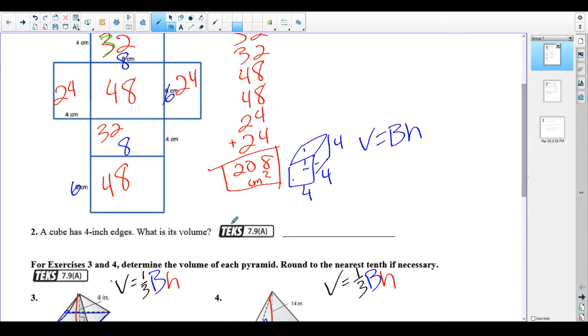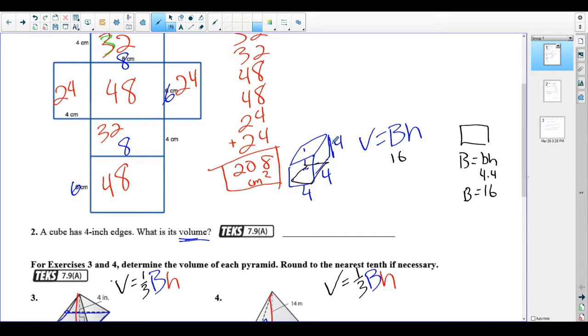Second question. A cube has 4-inch edges. What is its volume? So anytime you get a volume question, which is going to be the first half, you write down your formula. So volume of a prism will always be area of the base times height. And then down here, volume of a pyramid is 1/3 area of the base times height. We're always going to start by finding the area of the base. And if it's a cube, the base is just going to be a square. The area of our base is just base times height. 4 times 4. That gives us area of the base as 16.